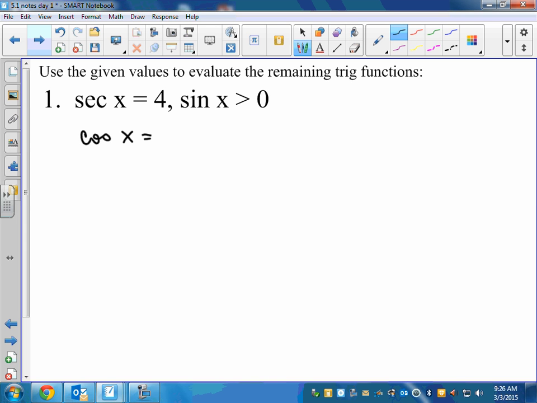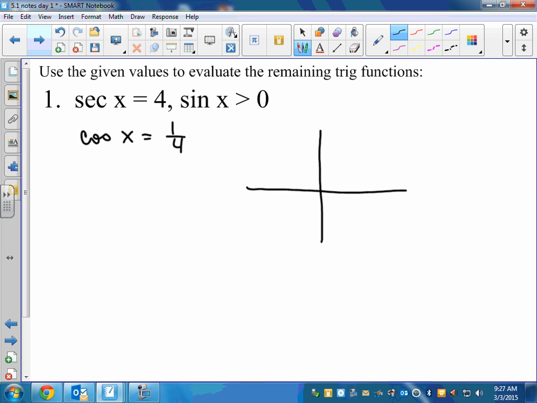Right, if they give me secant of x equals 4, do you agree that right away I can say cosine of x equals 1/4? Yes? Like that's a free one that you should know. They tell us that sine is greater than 0. Why do they tell me that? Because you got to figure out what quadrant you're in. If secant's positive, cosine's positive, and sine's positive, what quadrant is the only quadrant where sine and cosine are both positive? Quadrant 1. So that's why they give you this. If it would have said sine is negative, then that changes it. Now we're in quadrant 4, so pay attention to it.